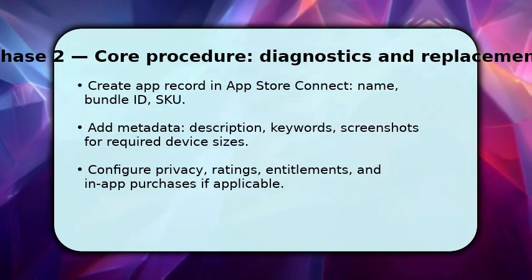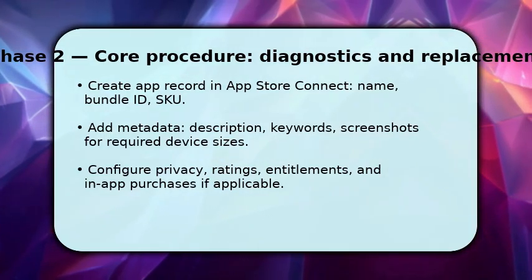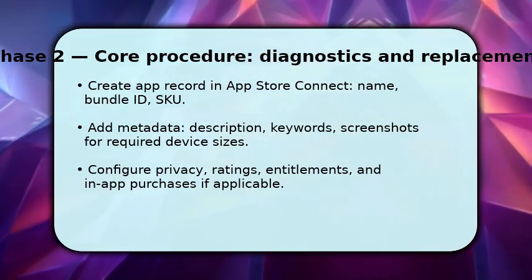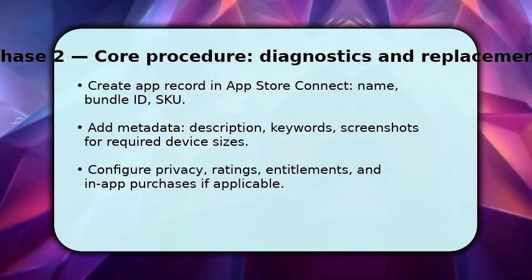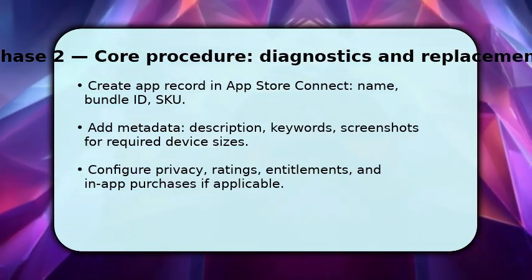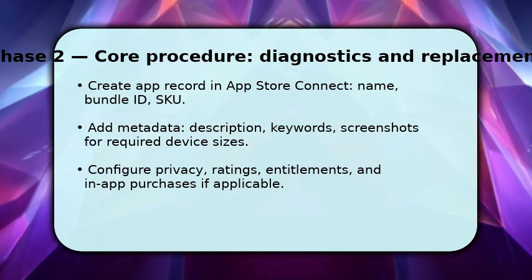Once done, configure privacy details, content ratings, supported regions, and any entitlements like push or in-app purchases. If using TestFlight, attach the uploaded build and invite internal testers. This helps catch review blockers before submission.